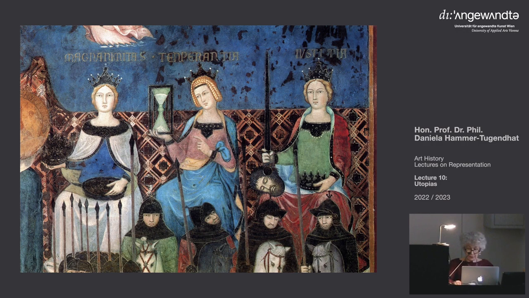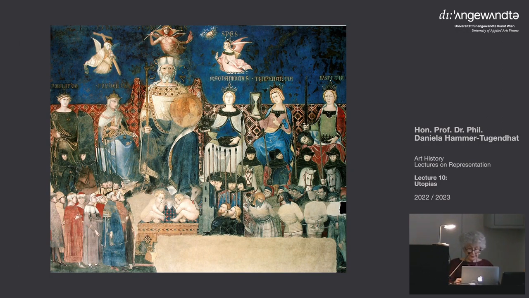Below her, crowned together in chains, are criminals and in the foreground, noblemen who have placed their castles at the disposal of the Republic of Siena. The latter group is also heavily guarded.